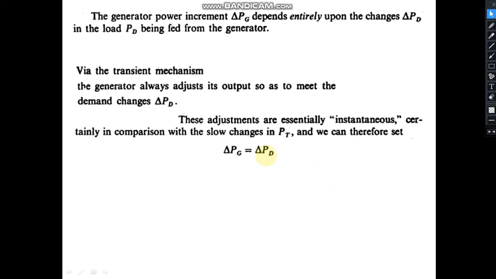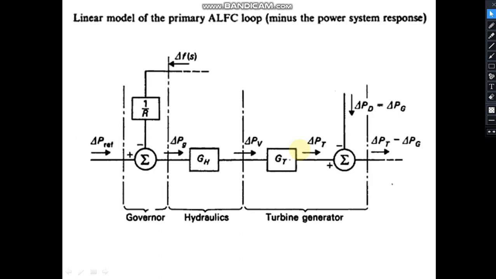Another thing is that this delta PG traces this delta PD. Why does it trace this delta PD? Because electrical time constants are involved and they are very fast. As soon as we, for example, switch on our load, we start getting the extra power which is required for supplying our load. So almost instantaneously, this delta PG is tracing this delta PD. So it is instantaneous. Okay, so this is equal to this within our limits.